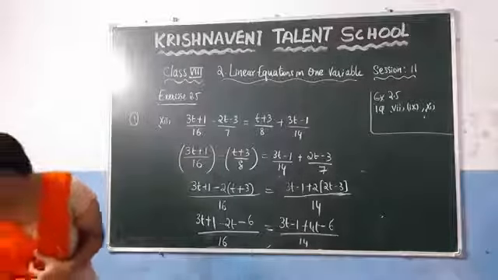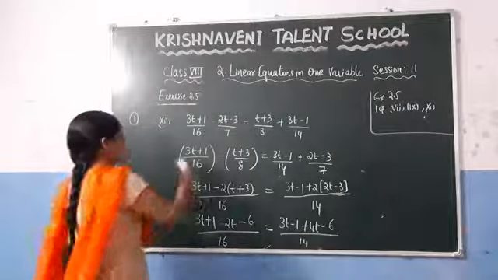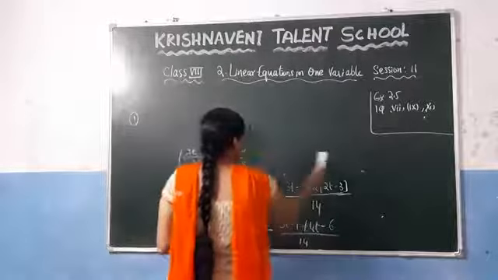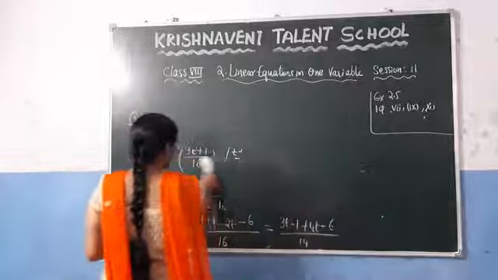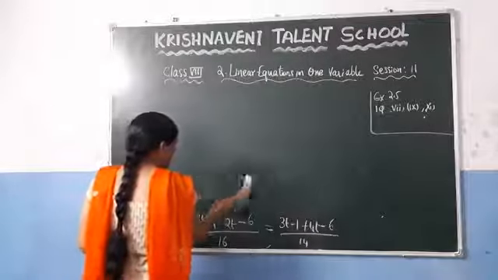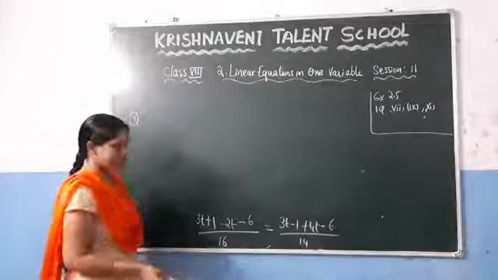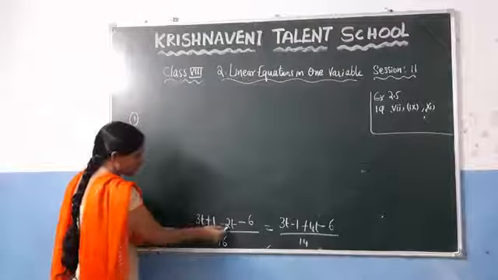You need to simplify this one. So what is the equation we got here? This one. Now add all the t values. What is the value of 3t minus 2t?